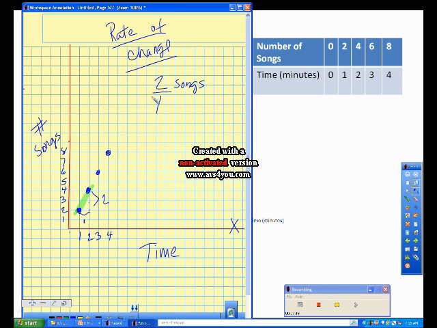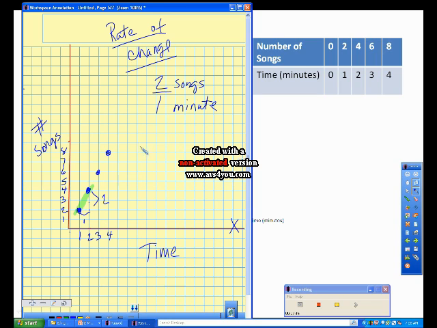The increase is demonstrated by the fact that that's a positive 2. And every time there is an increase of 2 songs, there is an increase of 1 minute. Again, the increase is demonstrated by the fact that this is a positive 1. If it had been a negative 1, that would indicate that it goes down 1 minute. So every single time the number of songs increases by 2, the minute increases by 1.